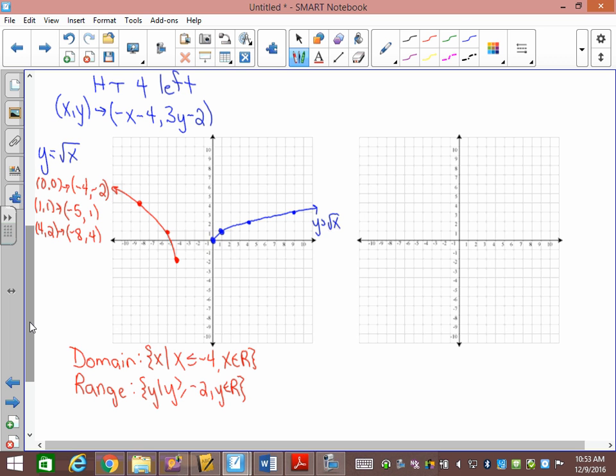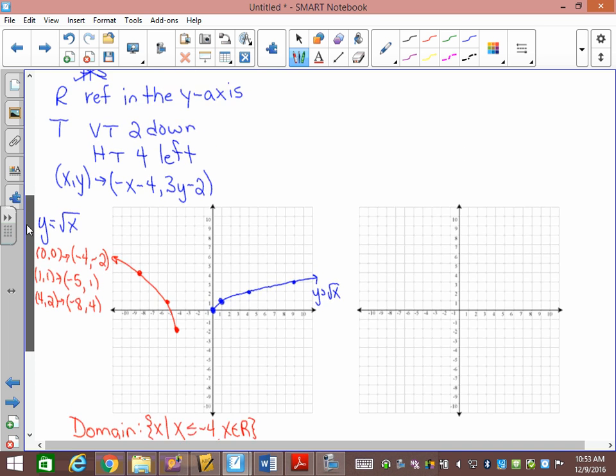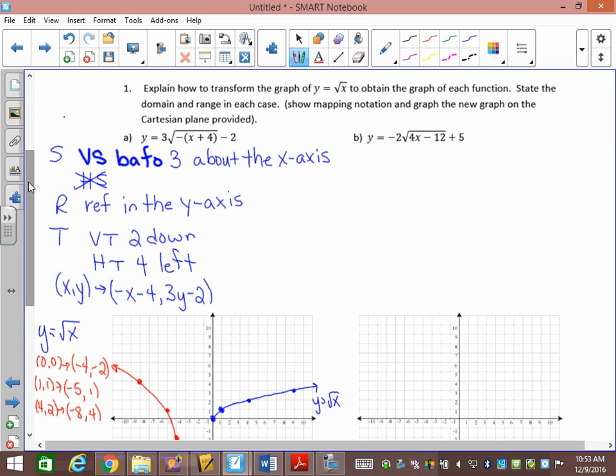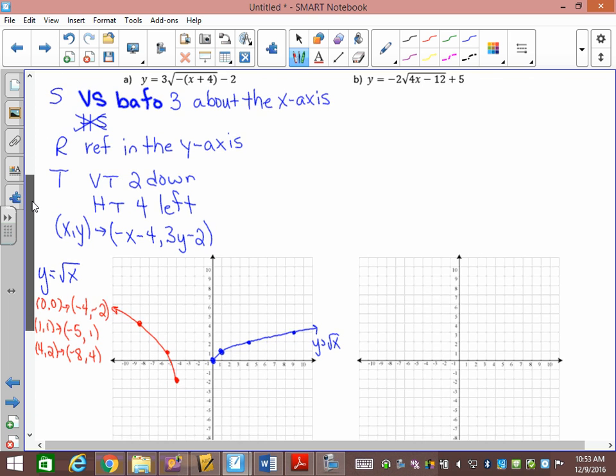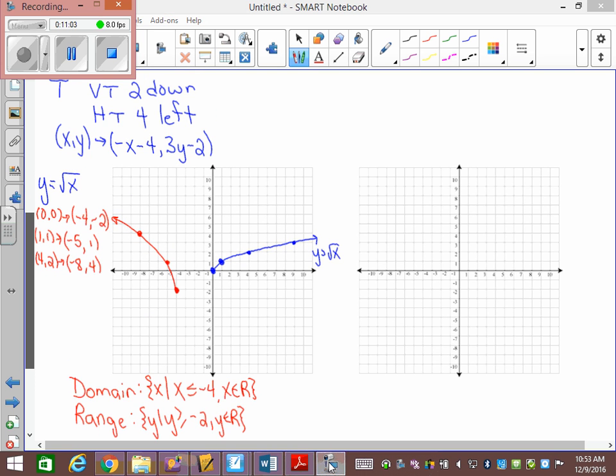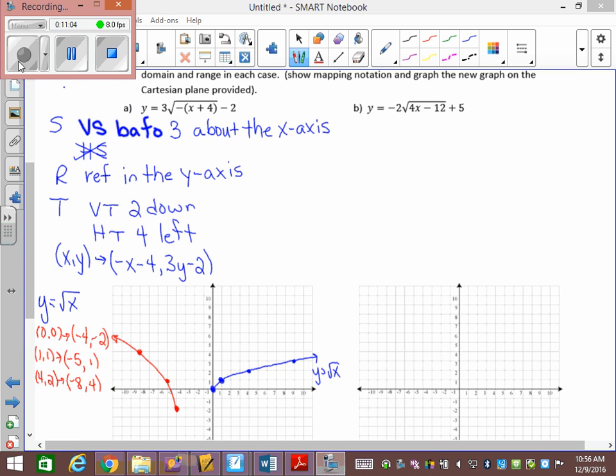Can you guys try it for the next one? Don't forget to take the 4 out. This is not a horizontal translation to 12 to the right. It's not. Make sure you take that 4 out. Okay, so I'm going to first do y equals negative 2 square root of 4x minus 3, plus 5.